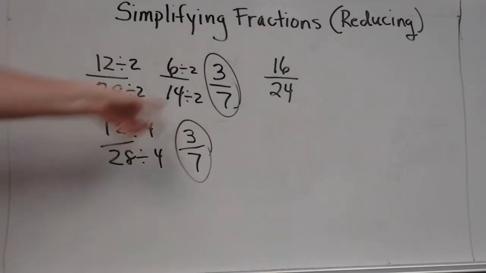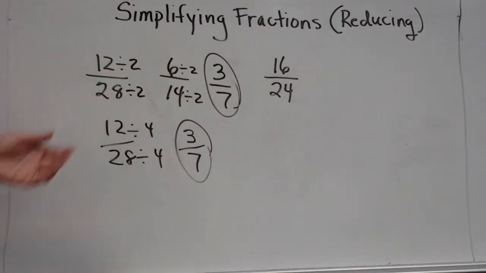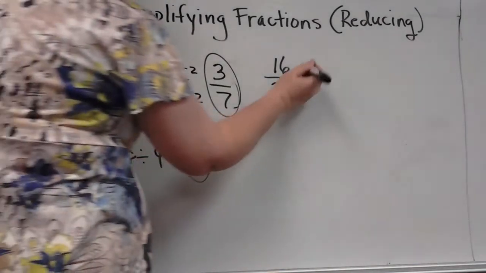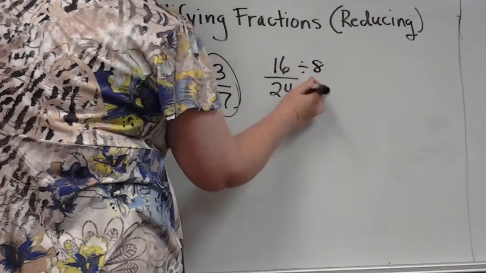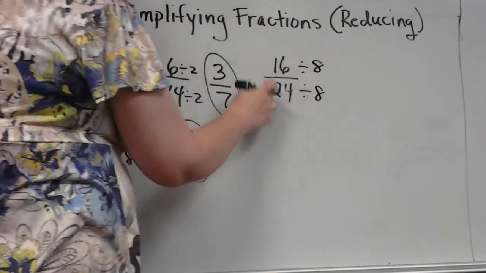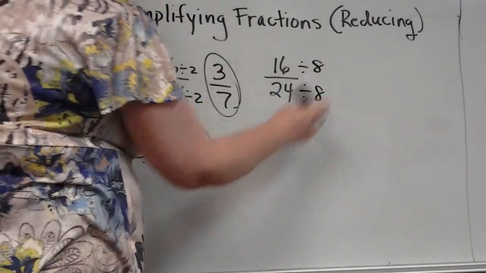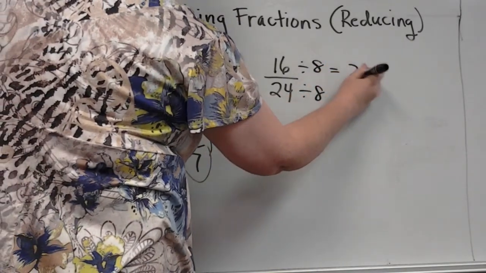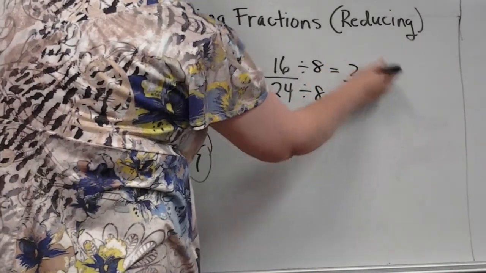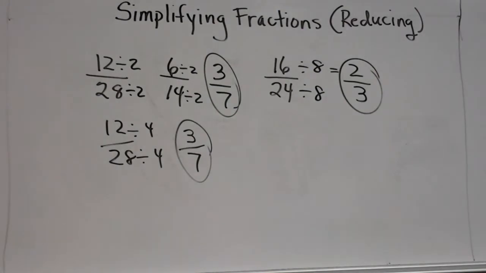Reducing fractions. When you reduce this one, I would probably divide by 8. Okay, so divide by 8, because both of those are multiples of 8, right? So that gives me 2/3, all the way reduced. Easy.